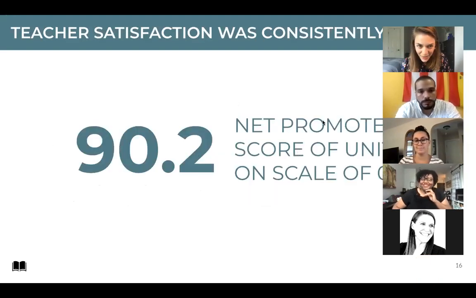So how did we do? Well, a few points before I turn it over to Adrian to actually see the materials. One is that teacher satisfaction was consistently high, even in the earliest stages, and this improved over time. So our net promoter score, how likely are you to recommend this unit to a colleague, was a 90.2.